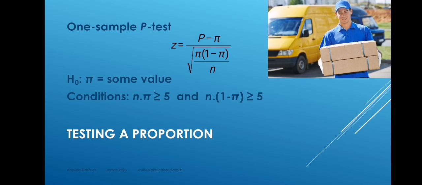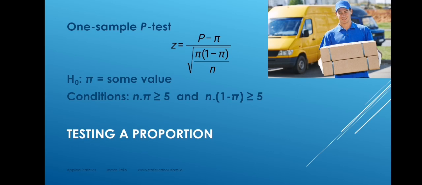So the null hypothesis we're testing is that pi, the population proportion, equals some value of course between 0 and 1, depending on what the population proportion is believed to be. And the conditions for using this test is that the expected number of yes in the sample, n pi, and the expected number of no in the sample, n times 1 minus pi, should each be at least 5. That is because we are using a normal approximation.